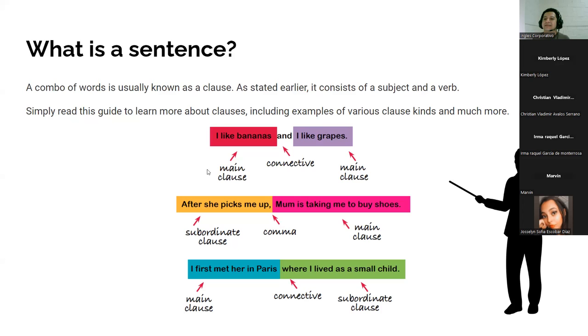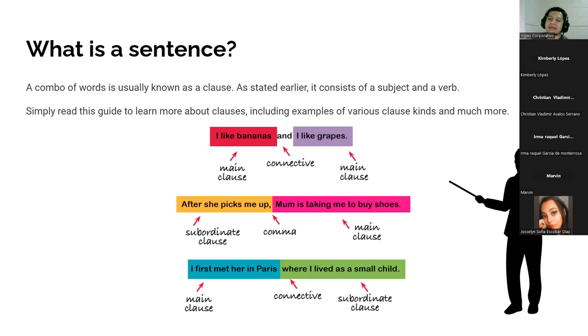For example, a sentence is, I like bananas and I like grapes. So a sentence can be made of clauses. La oración puede estar hecha o formada de diferentes cláusulas o clauses, ¿verdad? Porque una clause también tiene sujeto y predicado. Next example. After she picks me up, mom is taking me to buy shoes. We have a subordinate clause and a main clause. Puede ser independiente o dependiente, ¿verdad?